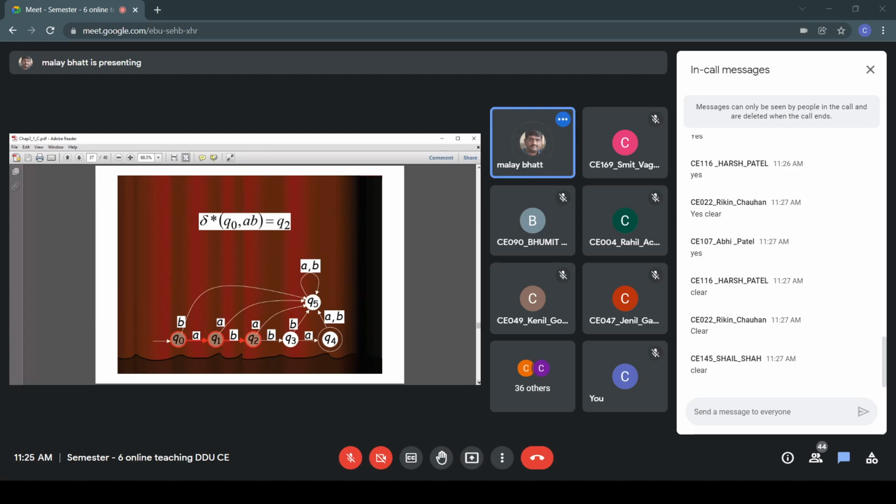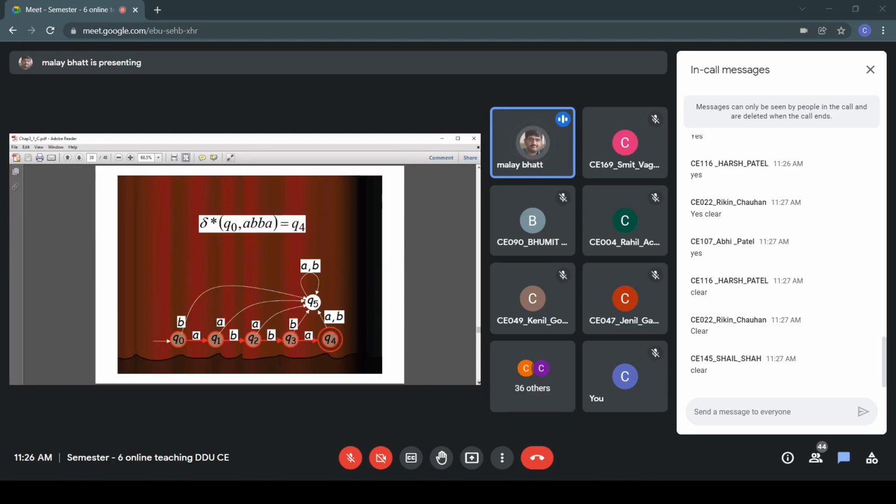It is given as delta star Q0 comma AB. You can see we are using the extended transition function. The reason is we have two input symbols. From Q0, on input symbols AB, we will directly get Q2. If you take two input symbols, you will reach the Q2 state. Delta star Q0 comma AB will give us a Q2 state.